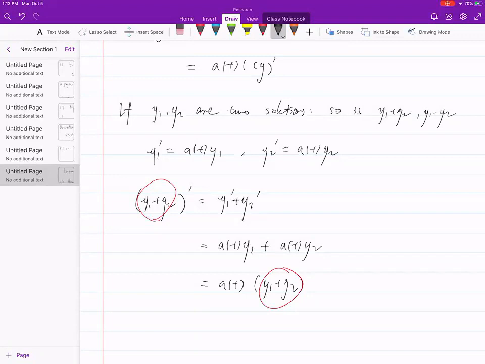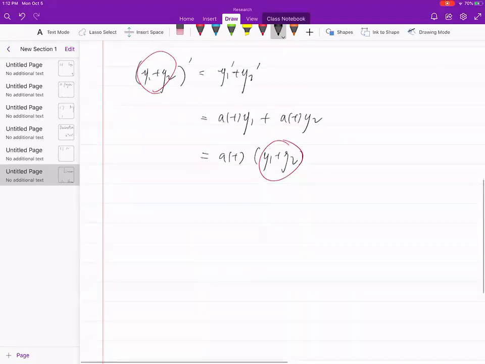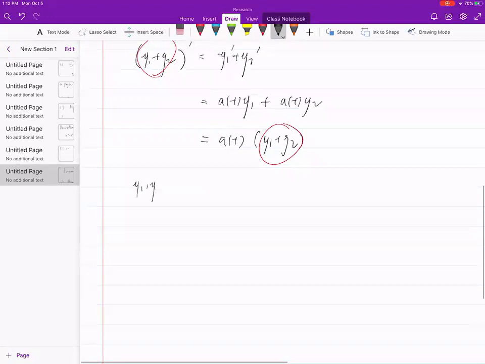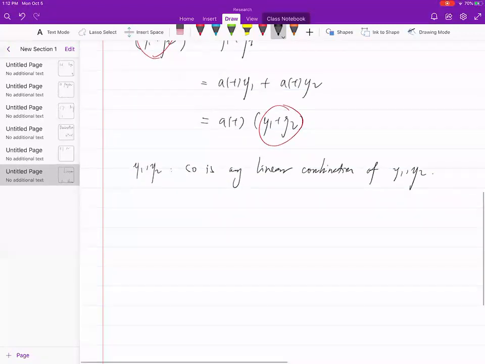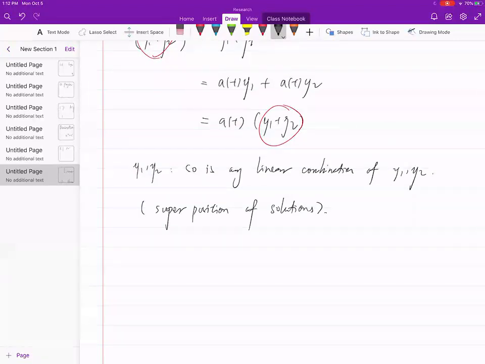Then, what's the implication? The implication is if you have y1 as a solution and y2 as a solution, then so is any linear combination of y1 and y2. In physics, this is called superposition of solutions.